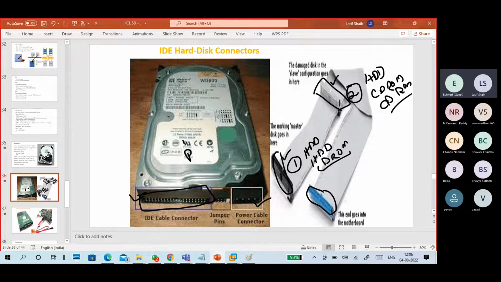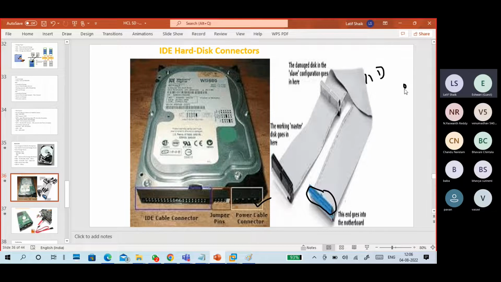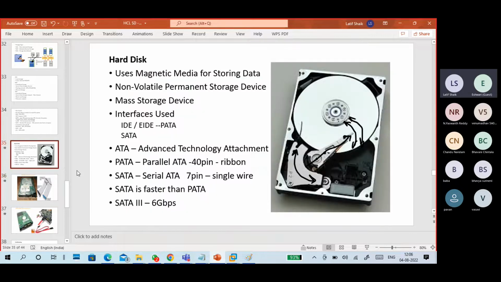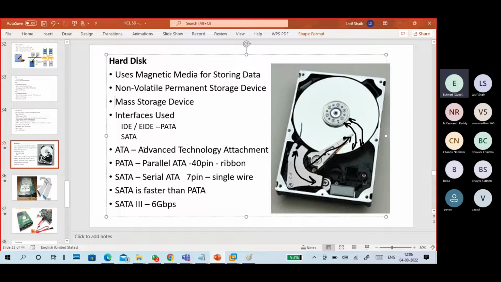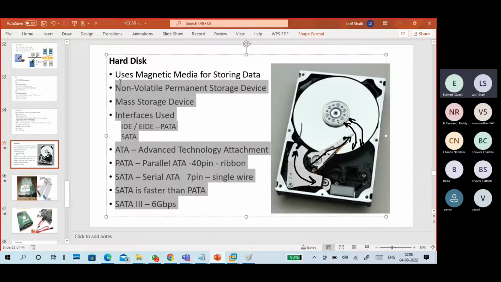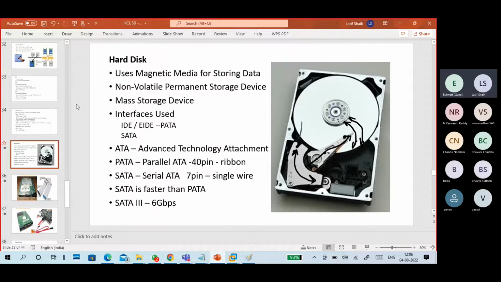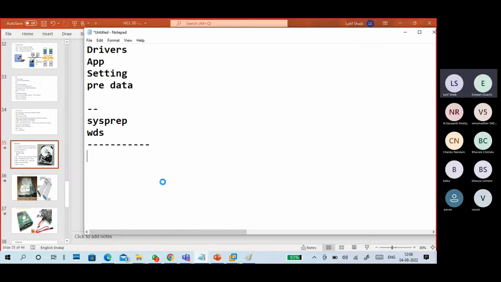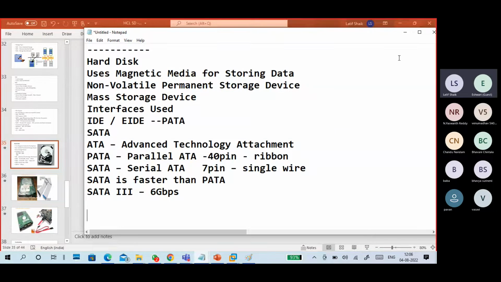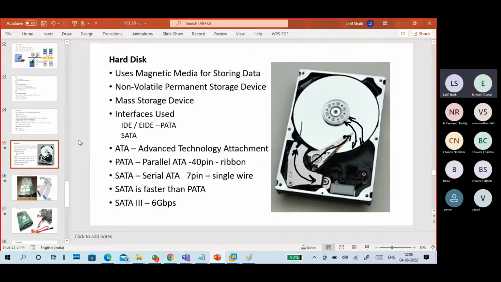Next, okay, guys, what is SATA? Serial Advanced Technology Attachment. What is PATA? Parallel Advanced Technology Attachment. Theoretically, whatever it is, the technology changes. Sorry, SATA is faster than PATA. The current version of SATA is SATA 3. It's around 6 Gbps speed.